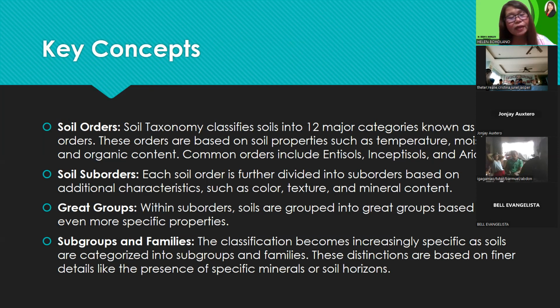Another key concept is soil suborders. Each soil order is further divided into suborders based on additional characteristics such as color, texture, and mineral content. I mentioned a while ago the parts that are good for pottery. Then, great groups. Within suborders, soils are grouped into great groups based on even more specific properties.